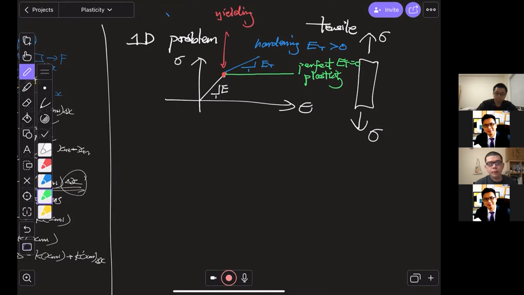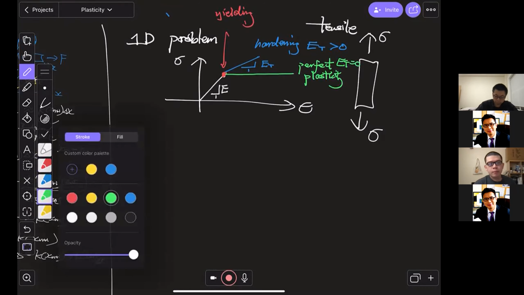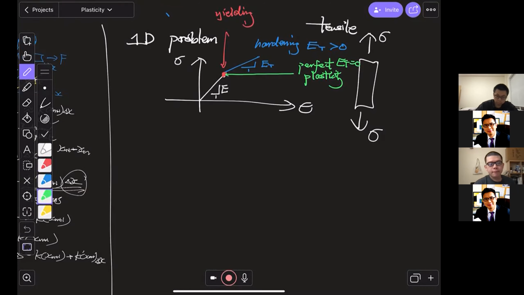Okay. Now another possibility is that I will have softening. So let me change the color again. Softening means something like this.